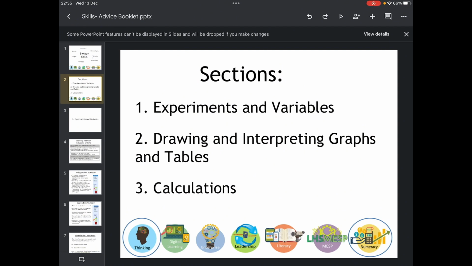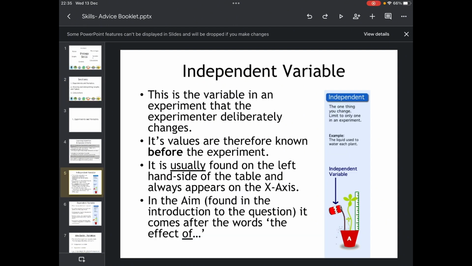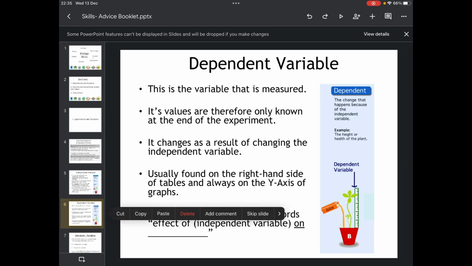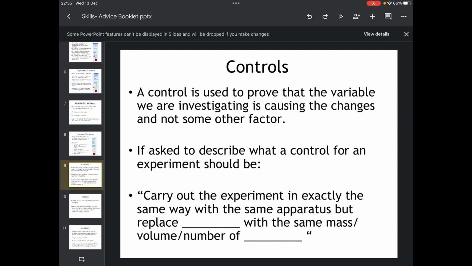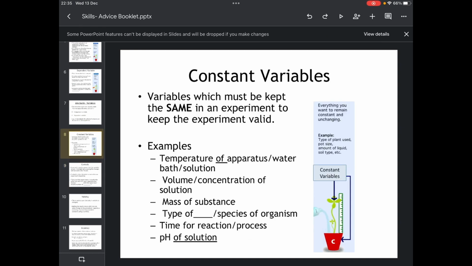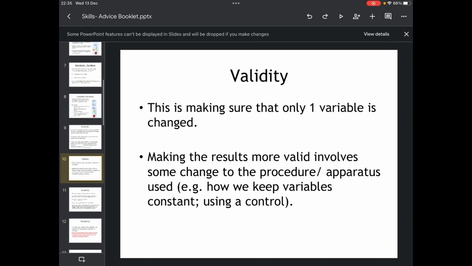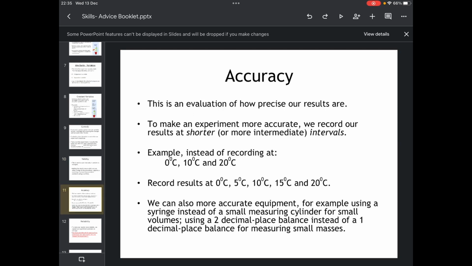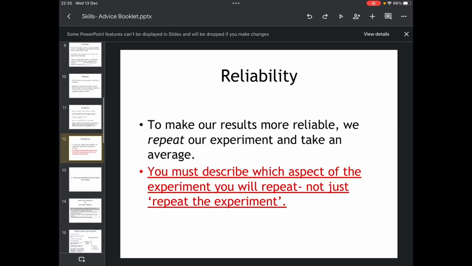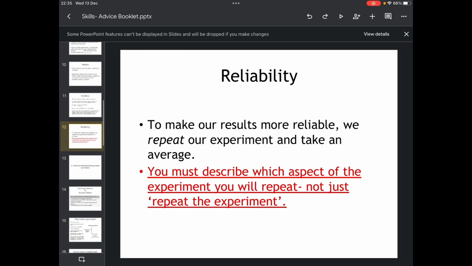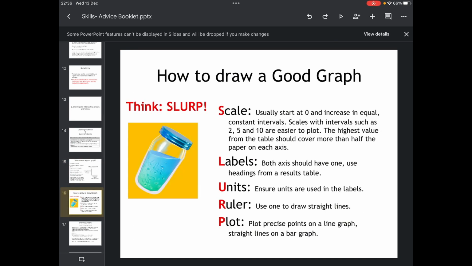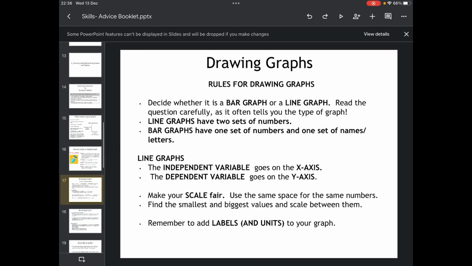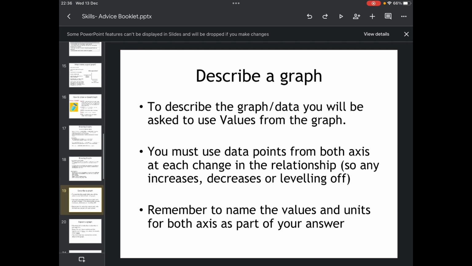And whichever skills question you're doing, there's a little guide to tell you a bit about it. So for example, the first part here, variables, it looks at controls as well. Constant variables, things we need to keep the same in experiments to make them valid, and also looks at the difference in validity, accuracy and reliability. And it's important in biology that you're able to know the difference between those things and how they relate to experiments. In part 2, we look at how to draw a graph, it gives good advice about how to draw graphs, and also a little section at the end about describing graphs and tables.